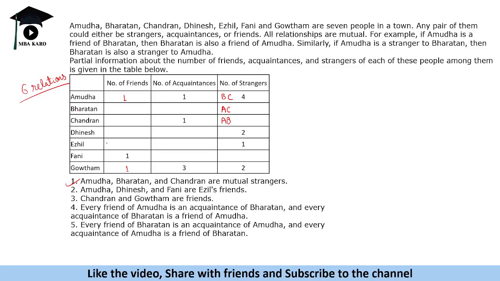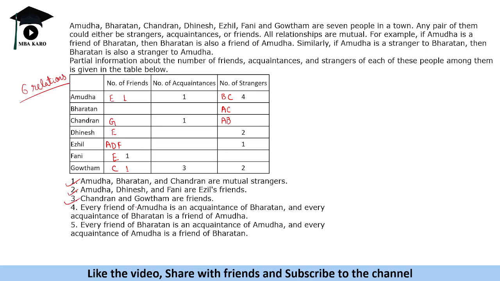Remember, these are Ezil's friends: Amudha, Dinesh and Fani. Now, this does not mean that Ezil has only three friends. It is not mentioned. It is mentioned that these are friends, so Ezil might have more friends also. Now we will map the same thing in this table. So Amudha has Ezil as a friend, Dinesh has Ezil as a friend, and Fani has Ezil as a friend. Done. Next we are given that Chandran and Gautam are friends. So Chandran has Gautam as a friend, and Gautam will have Chandran as a friend. Okay, this is also done.